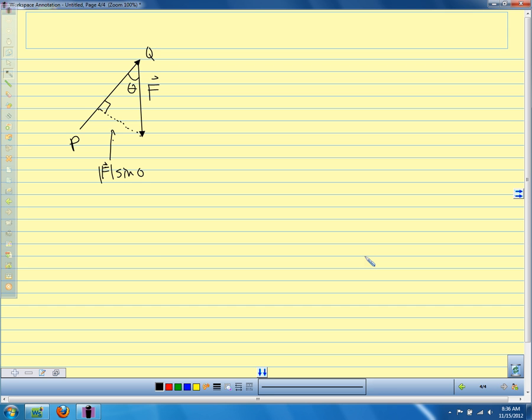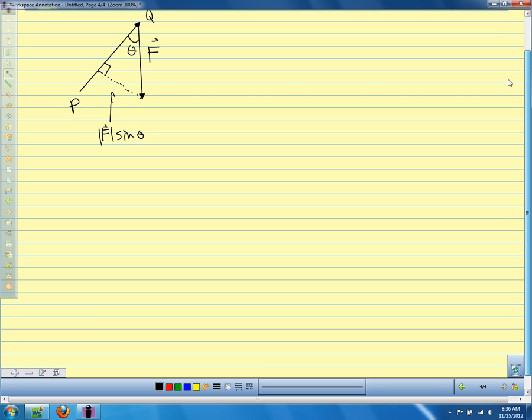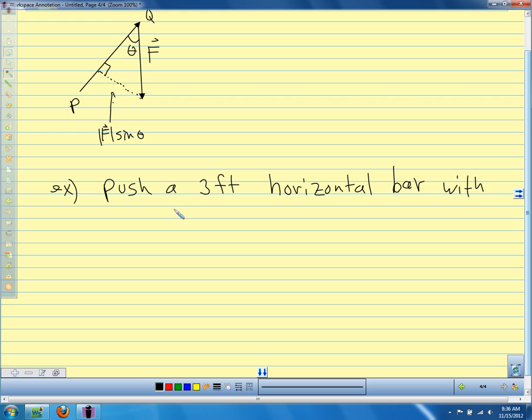All right, let's look at a quick example using torque. So we push a 3-foot horizontal bar with an upward force at a 70 degree angle to the bar.